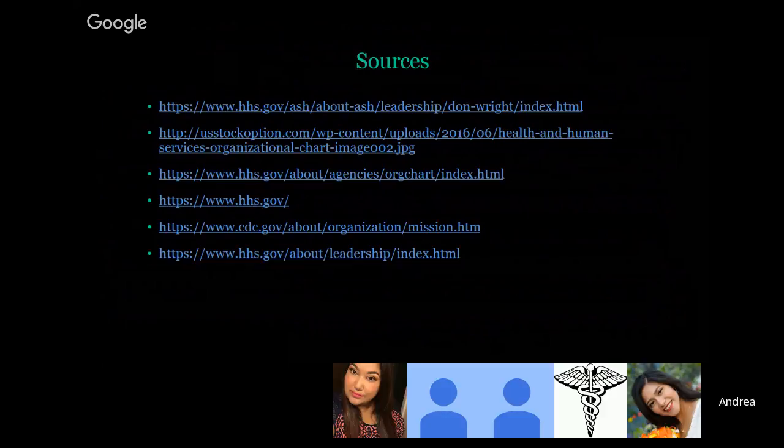I think the most interesting thing is how huge it was, how many operating divisions there were. I've heard of the FDA and the CDC and CMS, but that's it. And so I was surprised to learn that there were so many other operating services. Awesome. Georgina.